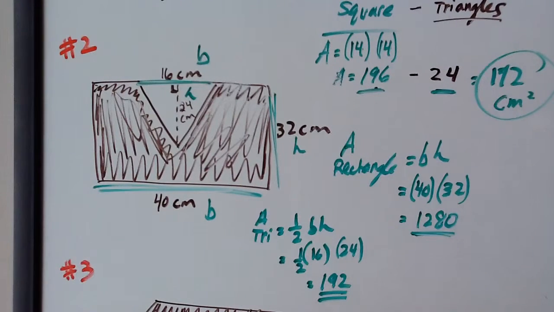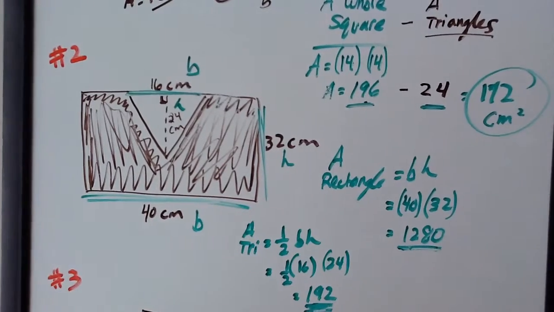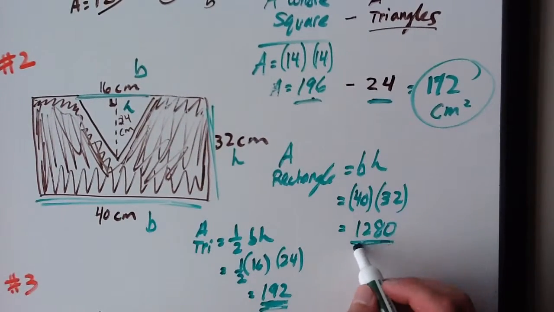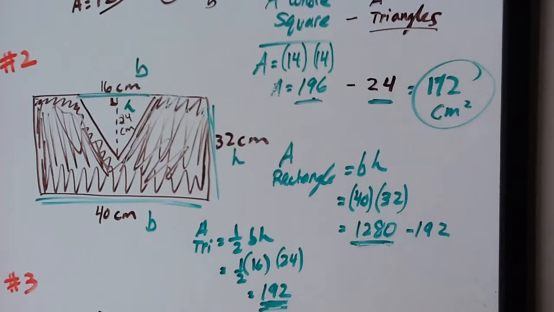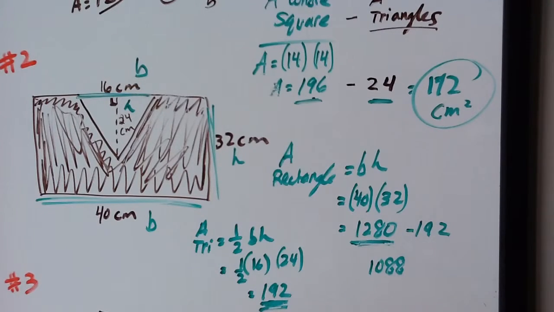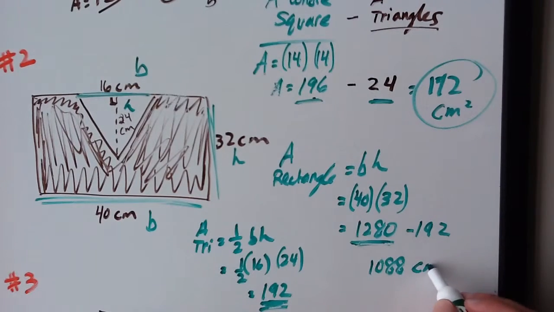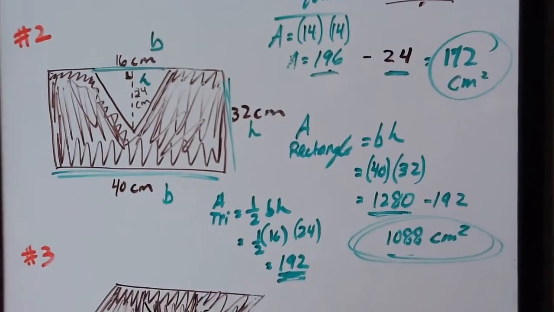Okay, so that is the area of my triangle. I need to take that area away from the area of the whole rectangle. So 1,280 minus 192 will give me 1,088. And I need to label my units. It's in centimeters, and this is area, so square centimeters. That is the area of the shaded region.